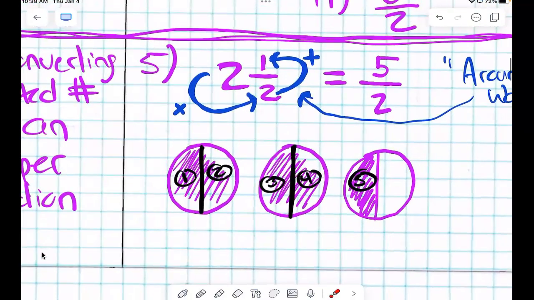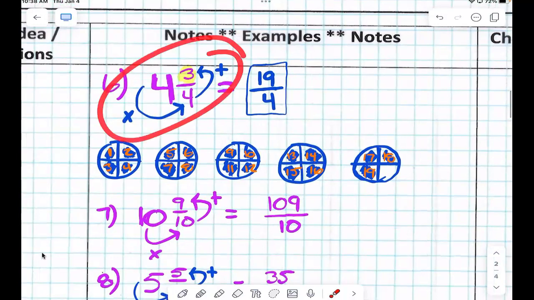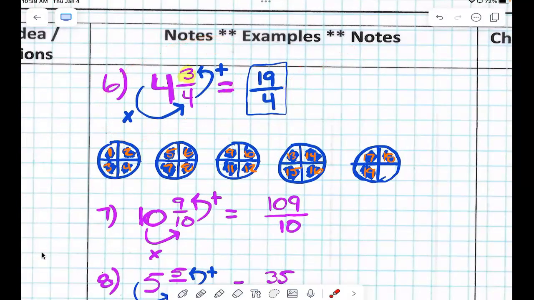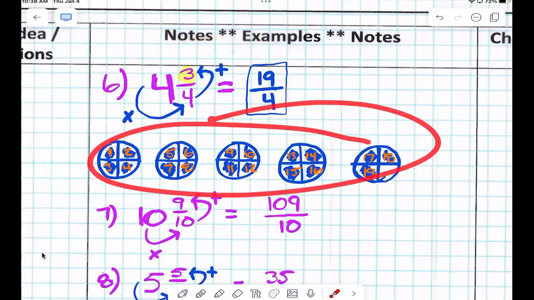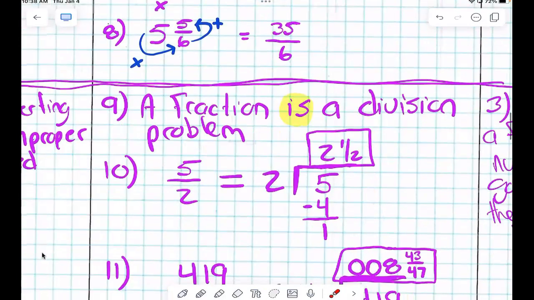Wait. So 5 halves would mean that we have 5 half pieces, or 5 halves of a pizza, right? So this would be 1, 2, 3, 4, 5, and what we have here is halves, yes? Yes. Brilliant. 4 3/4. What's the process to convert into an improper? Around the world method. Another picture to show how that works, yes? Yes.